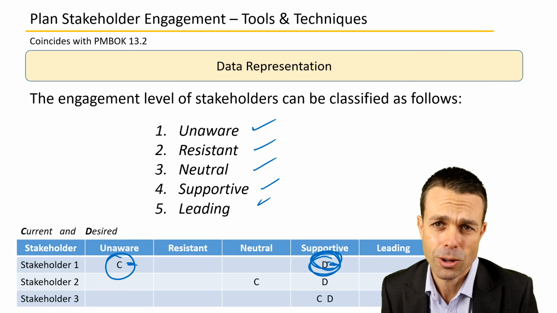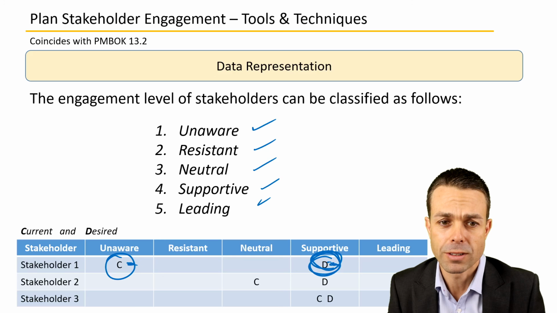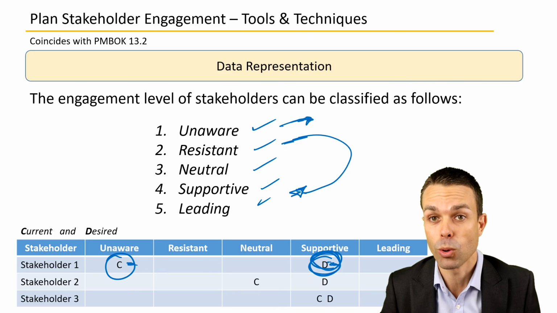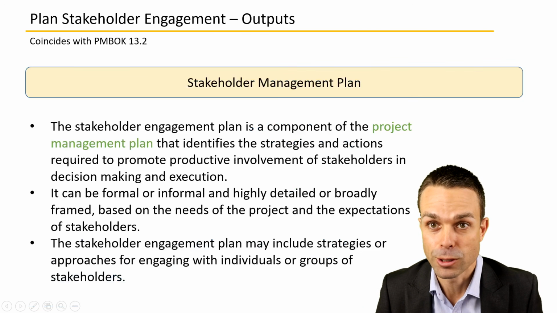And you'll see this in the key concept videos as well. But obviously resistant is probably one of the worst ones that you can have. If they're unaware, that might be okay. We might be able to bring them on board, but resistant will take a lot more work to bring them around to being supportive or leading for your project.